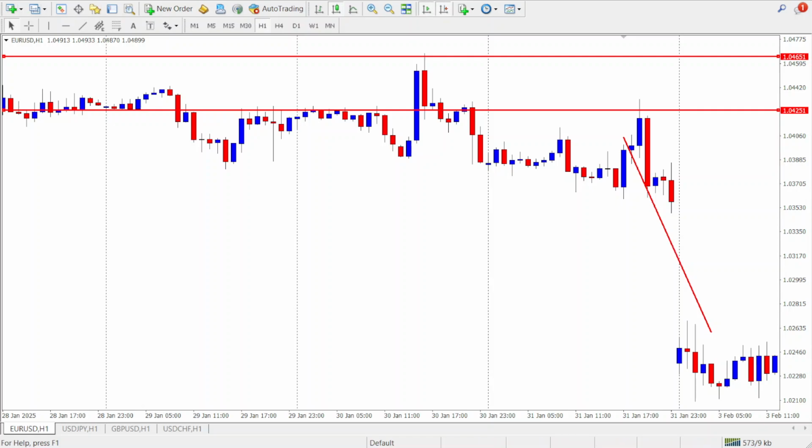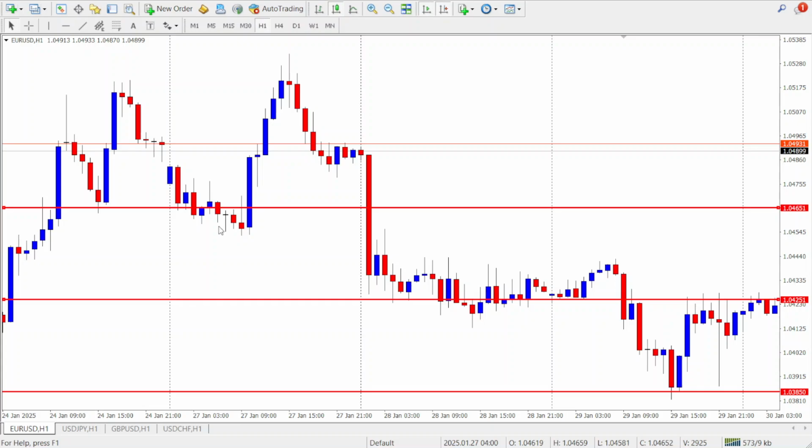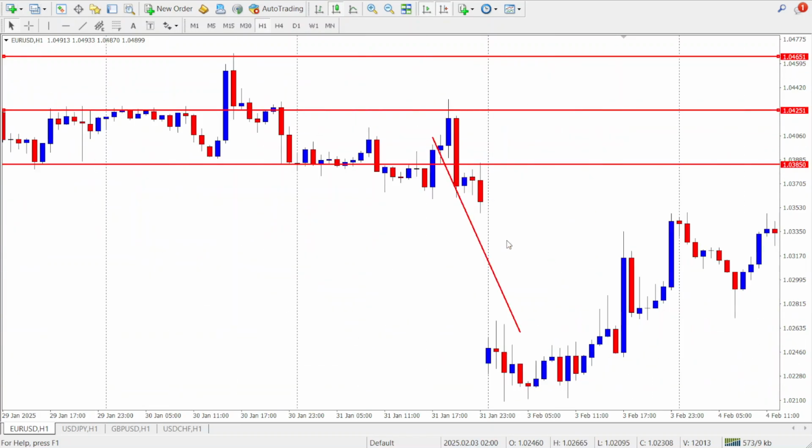Now first things first, what is a breakout? A breakout happens when price moves beyond a key support or resistance. This could mean that buyers are stepping in if price goes above a key resistance, or it could be that sellers are stepping in if price drops below a main support. But here's the catch: not every breakout is legit, and that is where fake outs come in.